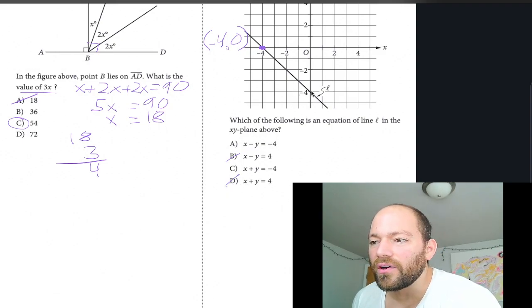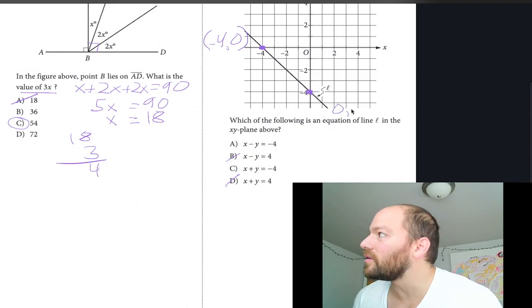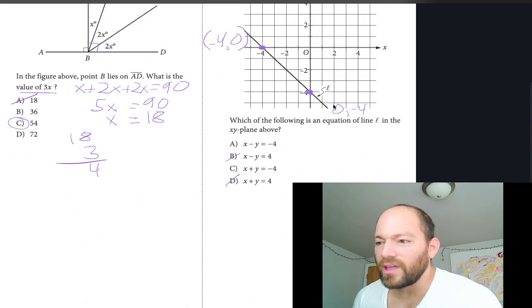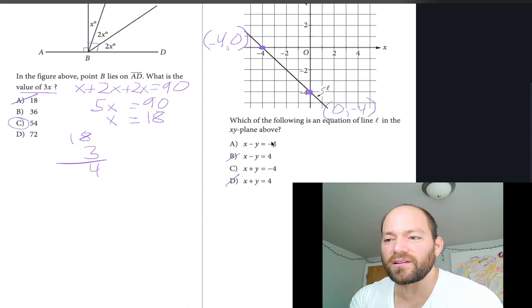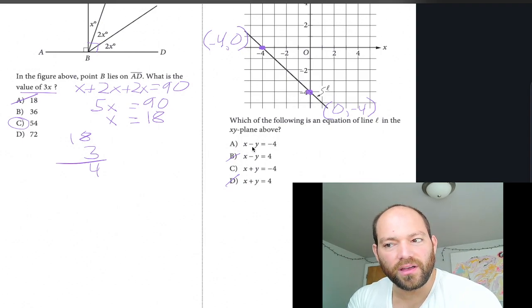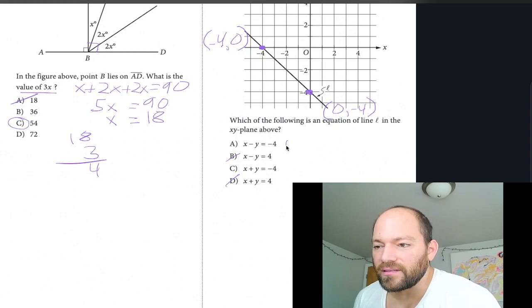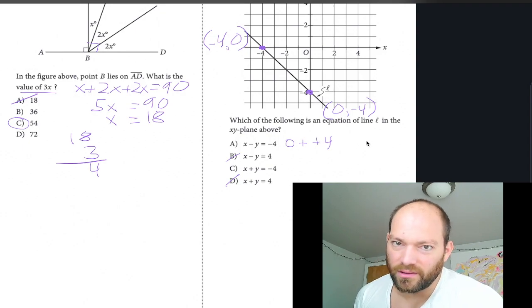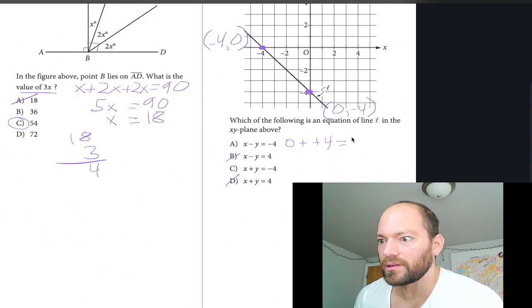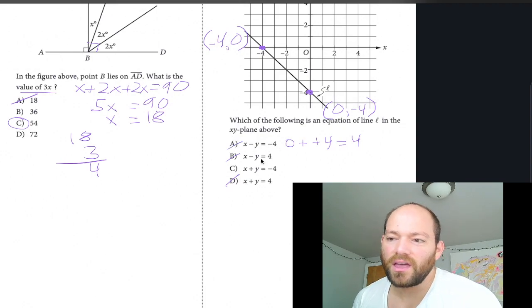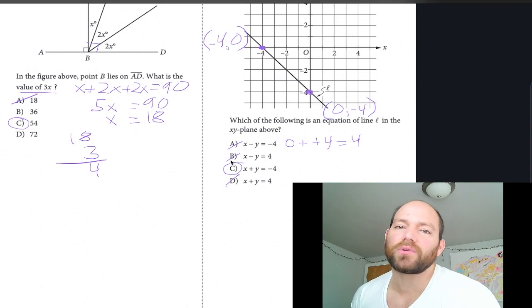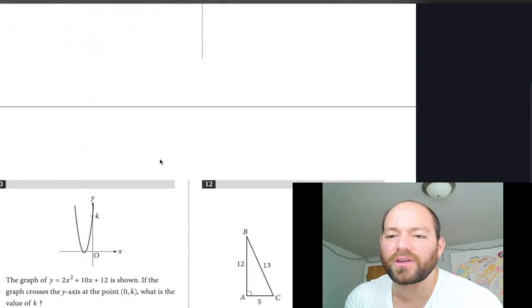Now let's go to the other intercept. This one is 0, -4. So now x is 0 and y is -4. A, 0 minus -4. Well, that's like saying 0 plus +4, right? You know about that, right? The two negatives make a positive. That equals 4, not -4. So we cross out A. And oh, look, C is the only one left, so I'm picking it and moving on with my life, okay?